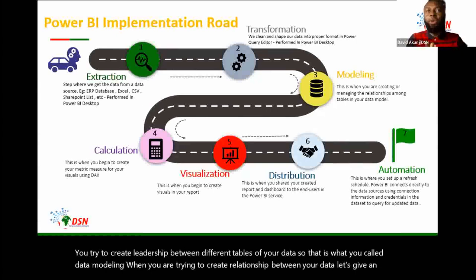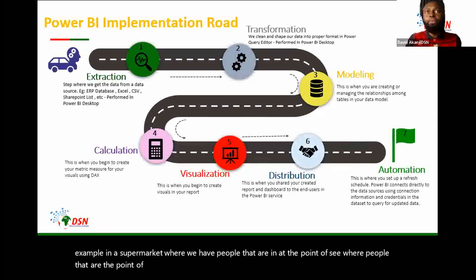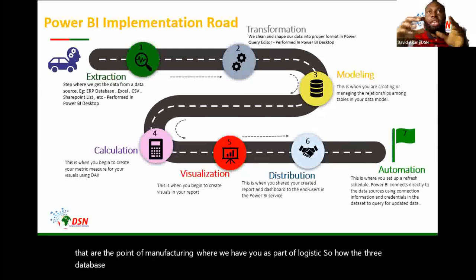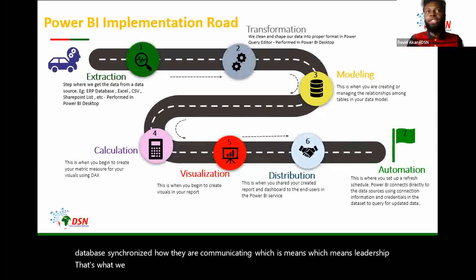In a supermarket, we have people at the point of sale, people at the point of manufacturing, and people as part of logistics. So how do the three databases synchronize, how are they communicating, which means relationship. That's what we call modeling. And therefore, after modeling, today we are going to be going into calculation.